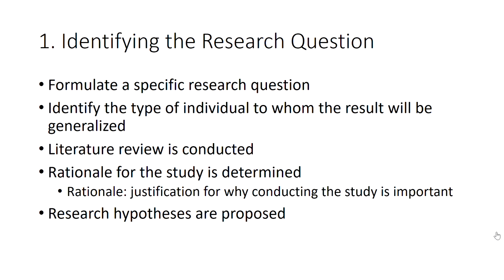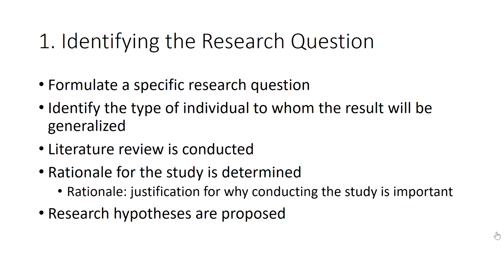So the first step in the research project process is identifying the research question. So you need to formulate a specific research question. If it's too broad, you would have way too many experiments. It would just be extremely difficult to plan an experiment that would answer a broad question. So it's very nice to have a specific research question so you can really hone down on what your method should be and what your hypothesis should be.